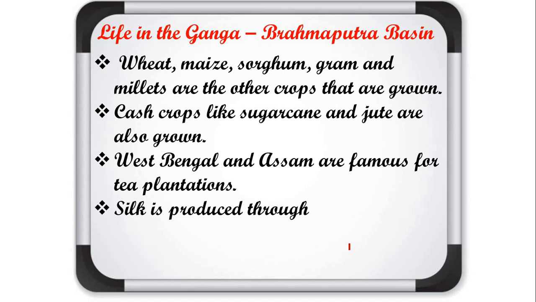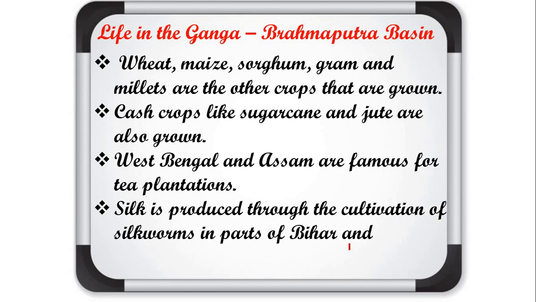Silk is also produced through the cultivation of silkworms in parts of Bihar and Assam. So you must know the areas where silk is produced and where tea plantation is done. Name the two states where tea plantation is done: West Bengal and Assam. Where silk is produced in India: Bihar and Assam. So different crops are grown in different areas.